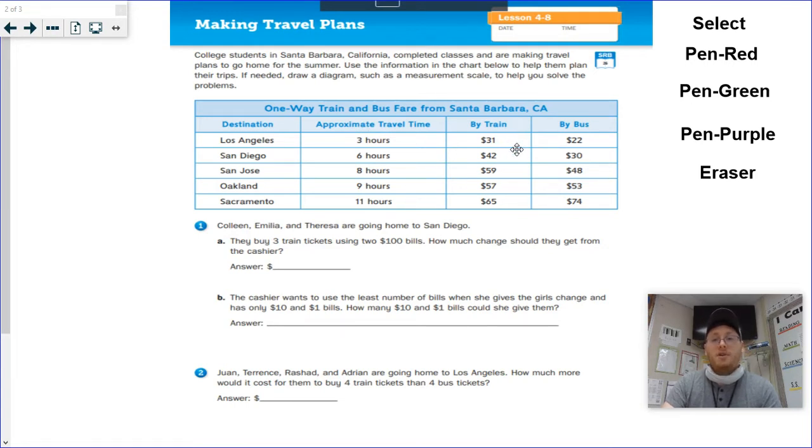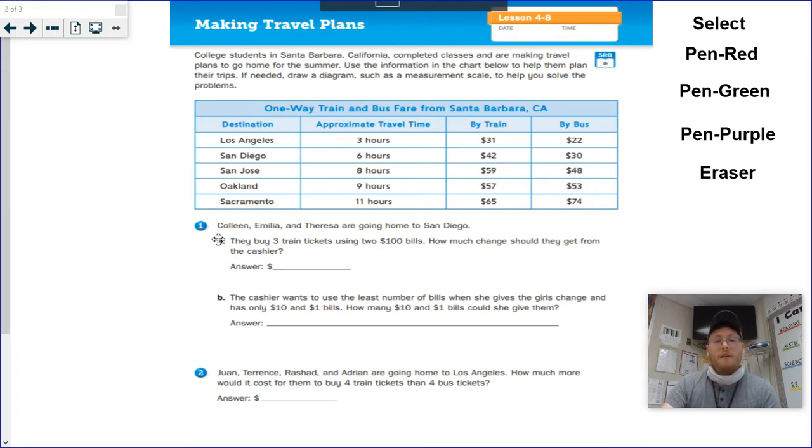By train, how much is it going to cost? By bus, how much is it going to cost? These are per person, okay? Per person, because that's going to be information I'm going to need to know. It doesn't tell me that by train, this is worth 3 people or 2 people or 8 people. This is per person. This is how much it costs per train. This is how much it costs per bus, okay?